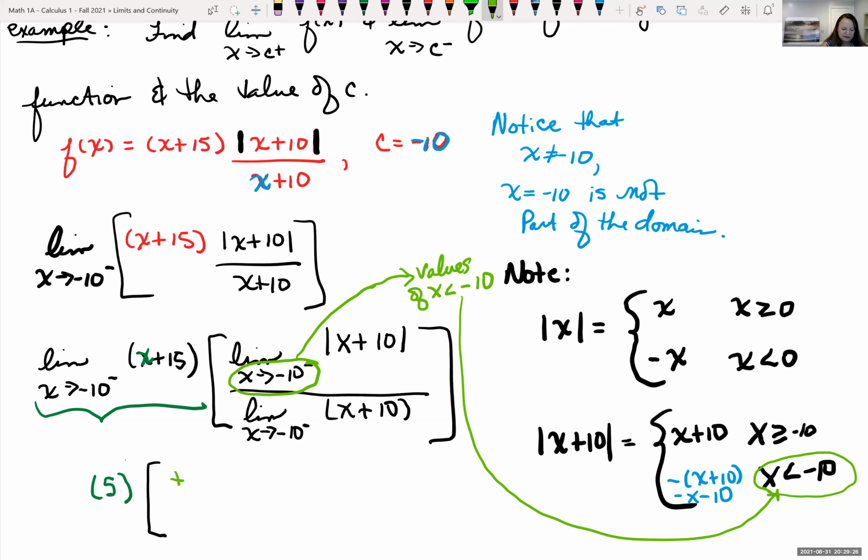Let's just put positive right there. Same kind of idea though, if we're looking at the limit as x is approaching negative 10 on the left, this number is actually going to be smaller than negative 10. And when we're looking at negative 10.1 plus 10, that's going to be a negative number.